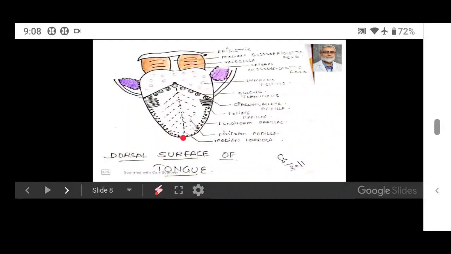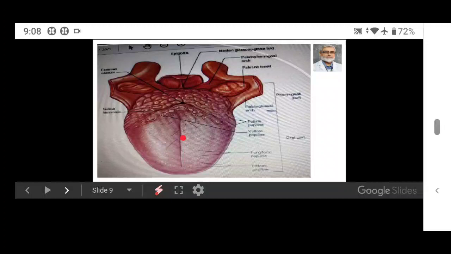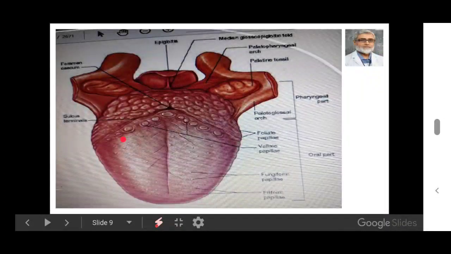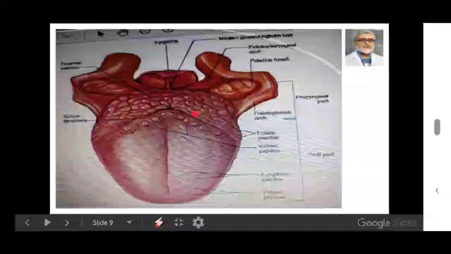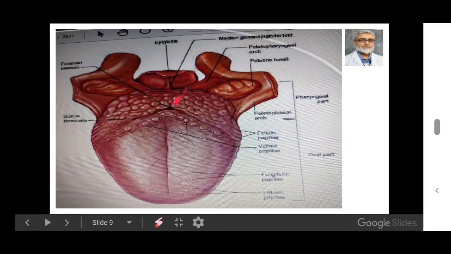While discussing the clinical aspect of the tongue, I will show you the thyroglossal cyst and its site. Next slide. See here, the dorsum of the tongue. It is clearly visible, and this one is sulcus terminalis. Foramen cecum is very well visible, and different parts of the tongue: the tip is here, body is here, and margin is here.